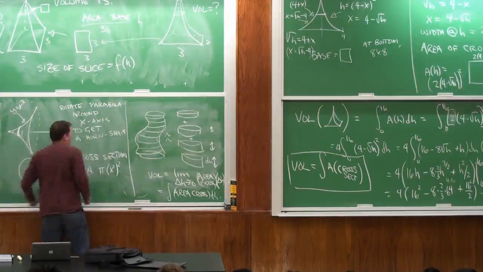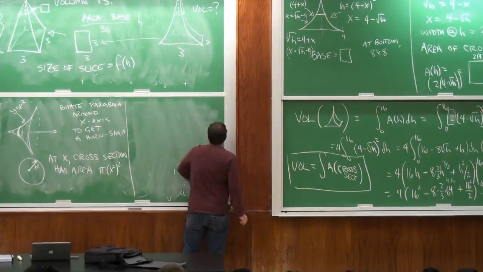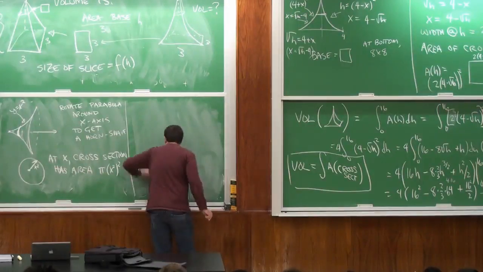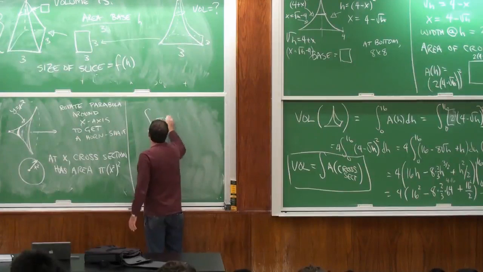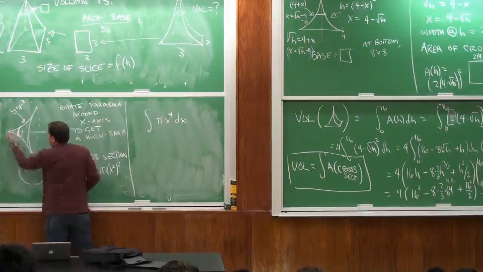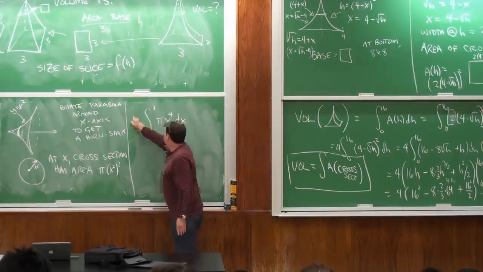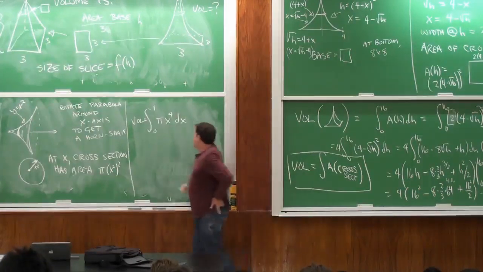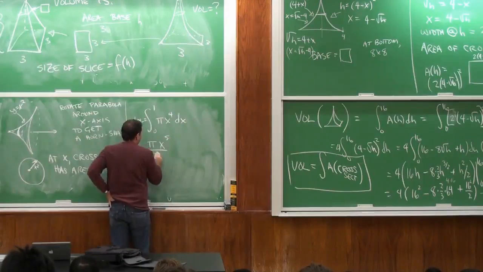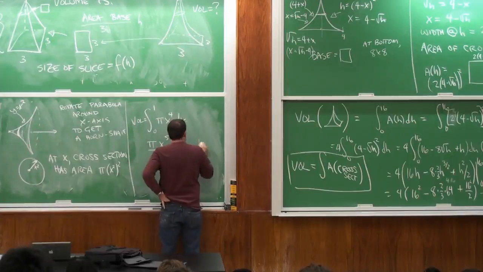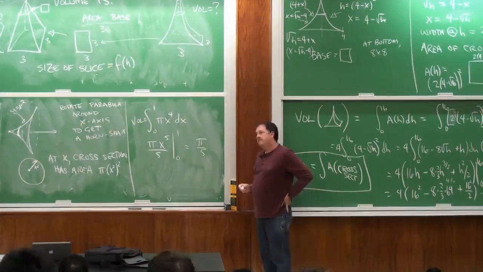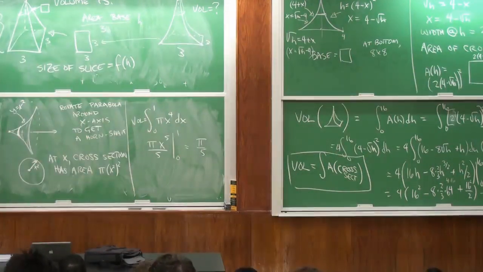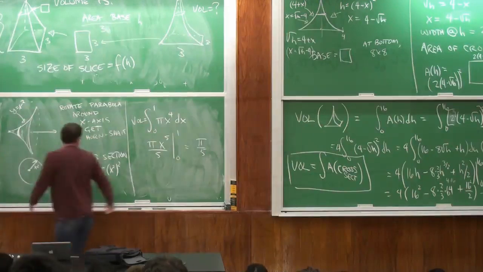So now I want to integrate for this horn. I integrate what? Pi x to the fourth dx, because my slices move from here to here, they move from 0 to 1. Okay, so that is pi x to the fifth over 5 from 0 to 1, which is pi over 5. So here, this parabola goes through 1, 1. Here, the lower and upper values are y equals 1. Here, it's x equals 1.